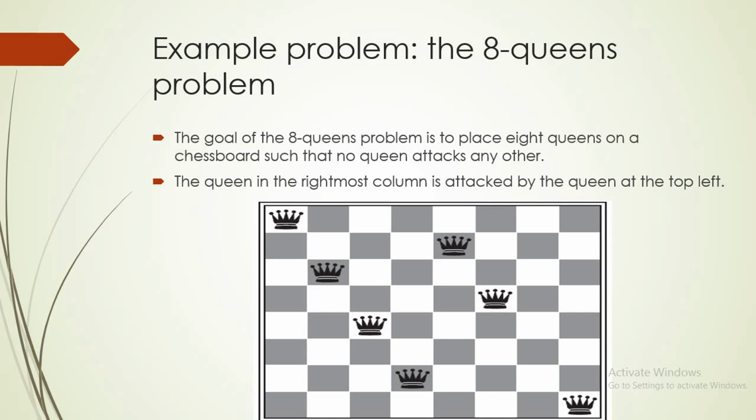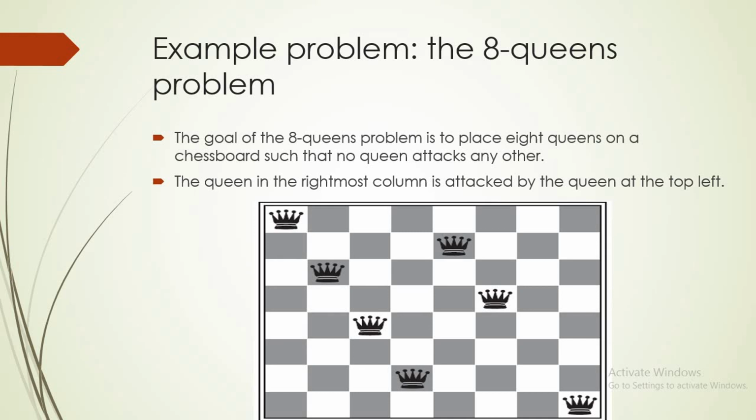So a simple example of a chess problem is the 8 queens problem. Here, let's just look at a simple one. The goal of the 8 queens problem is to place 8 queens on a chessboard such that no queen attacks another. We know, as we know from playing chess, that a queen can attack horizontally, diagonally, like that. So we want to place the 8 queens on a chessboard such that no queen attacks another.